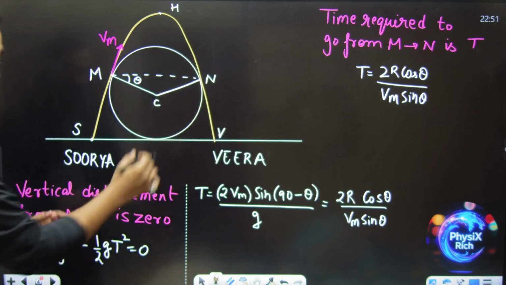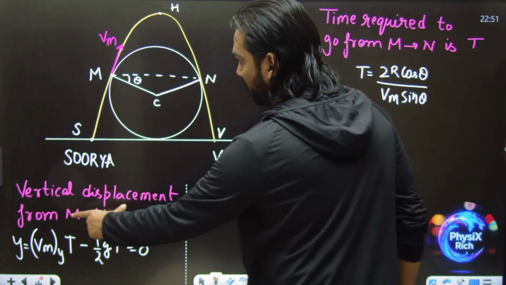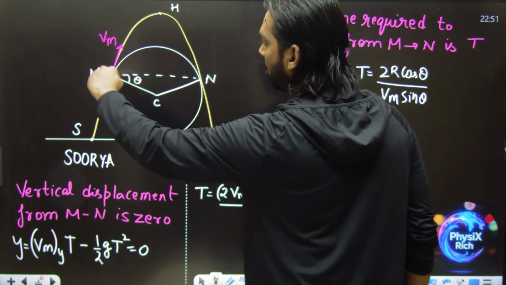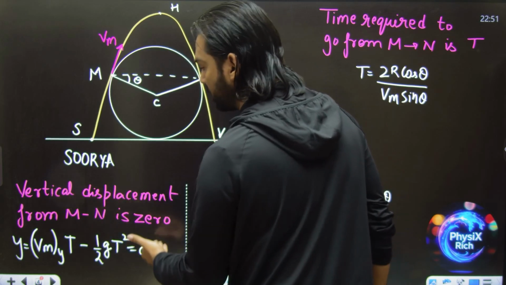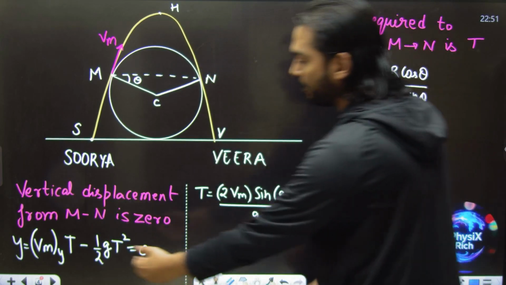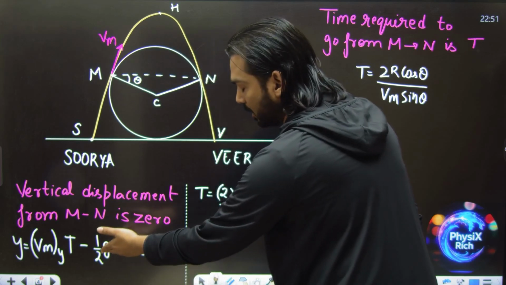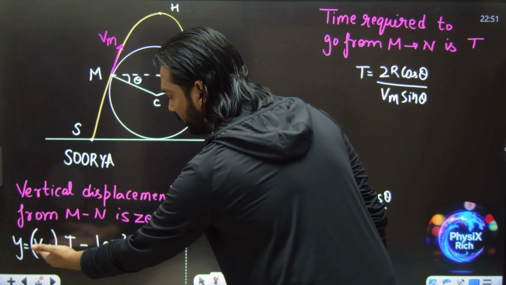We can also calculate this same time from the vertical displacement. You see that as it goes from m to n, it's only along a horizontal line. There is no vertical displacement. The vertical displacement is hence 0. I have put y equals u_y t minus half a_y t square. The acceleration along the y-axis is minus g, and the vertical component of Vm is Vmy.